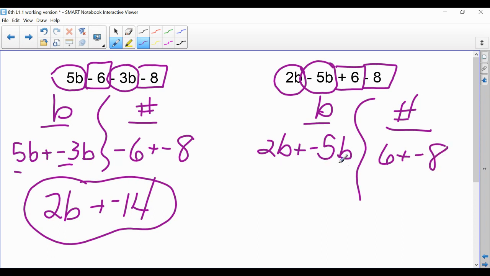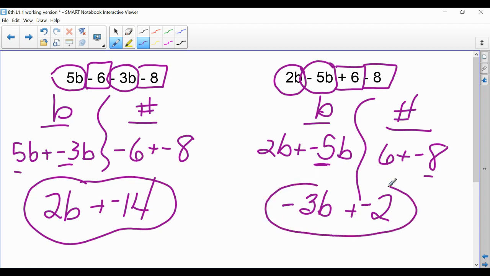2b minus 5b. I'm sorry, 2b plus negative 5b. Different signs, find the difference. 5 minus 2 is 3b, answer gets the sign of the larger value, so that's going to be negative. Plus, here we have 6 plus negative 8. Different signs, find the difference. 8 minus 6 is 2. Answer gets the sign of the larger value, so that answer is also going to be negative. So the answer to this one is negative 3b plus negative 2.